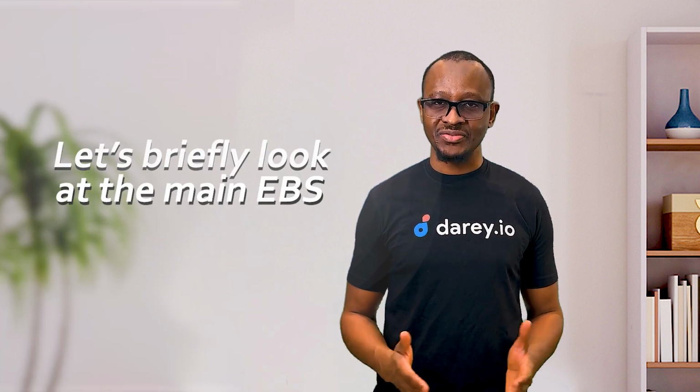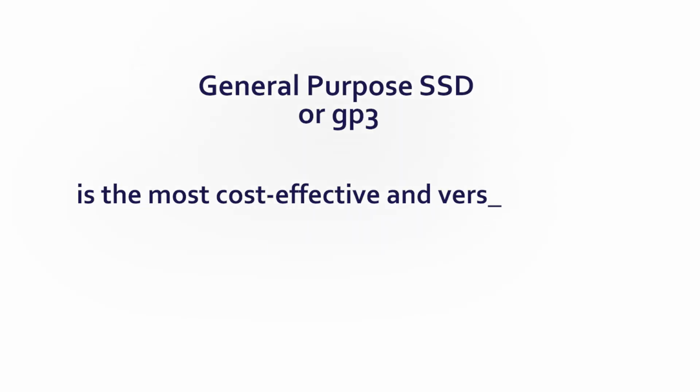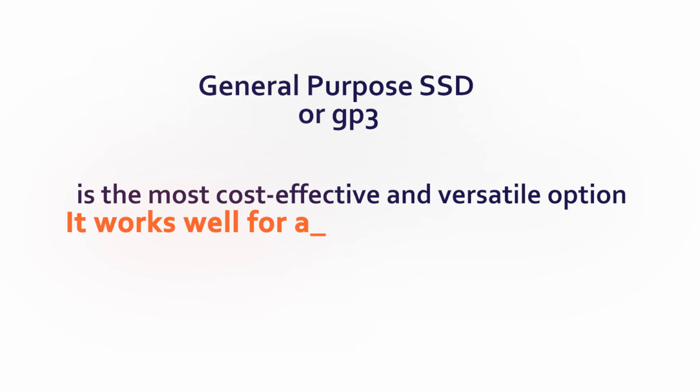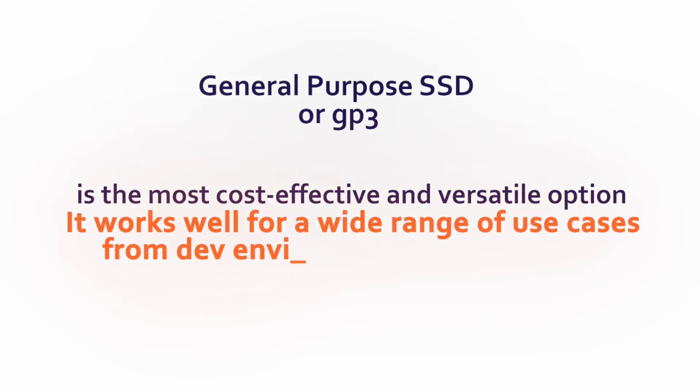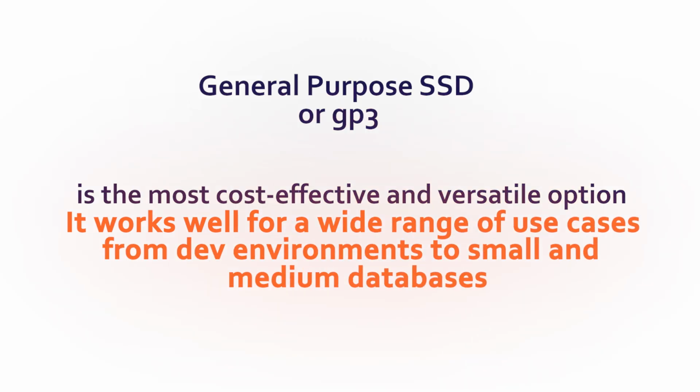For example, if you're running a production database, you'd likely go with a provisioned IOPS SSD volume to ensure fast and consistent performance. Let's briefly look at the main EBS volume types. General Purpose SSD, or GP3, is the most cost-effective and versatile option. It works well for a wide range of use cases, from dev environments to small and medium databases.